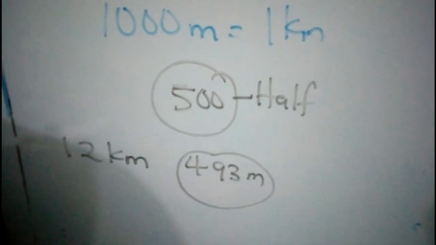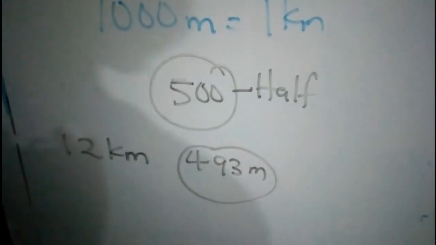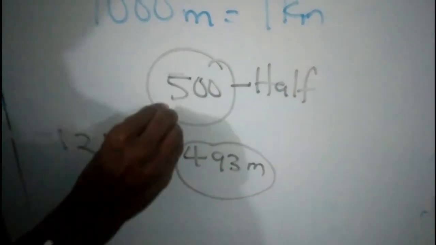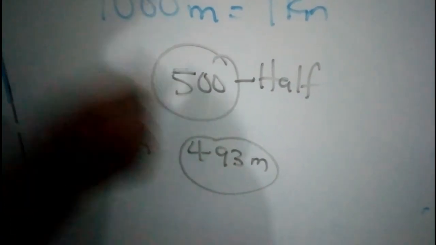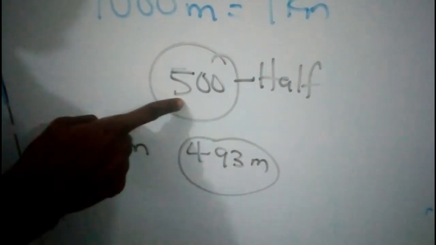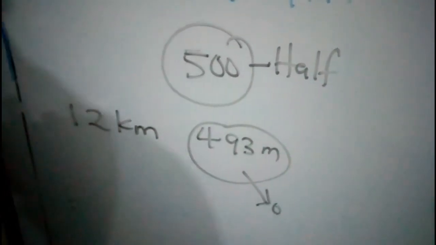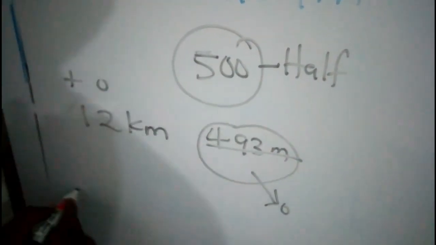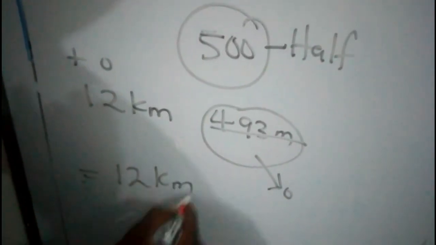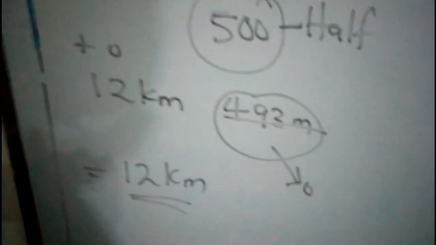So now the next thing is this. If what you are considering here is less than half, we round down. If it is half and above, we round up. So 493, is it less than or more than half? Of course, 493 is less than 500, so it means it is less than half. We round it down to what? 0. So the second number is cancelled. What happens to the 0? You add it to your 12. 0 plus 12 gives you what? 12 kilometers. So 12 kilometers, 493 meters to the nearest kilometer gives you 12 kilometers.